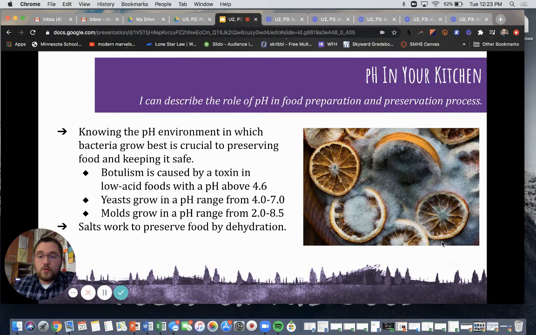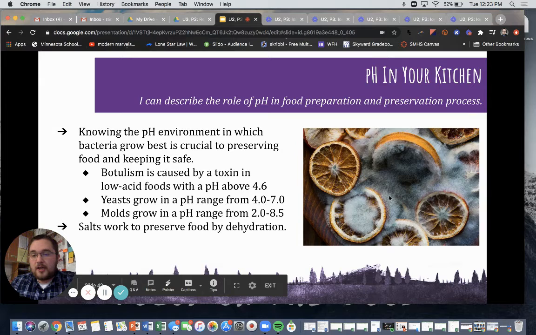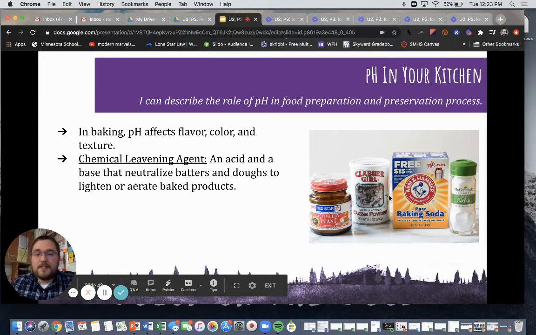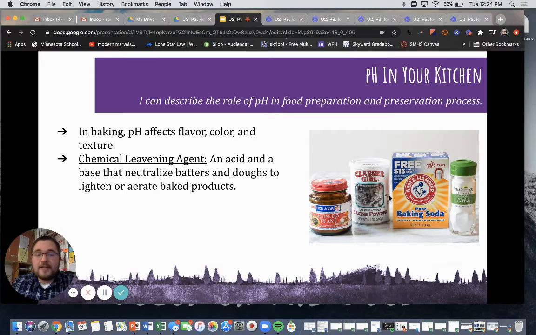But salts, however, work to help preserve food, and that is known through the process of dehydration. And we'll talk about dehydration and salt preservation when we get to our biotechnology unit later on. In baking, pH also affects the flavor, color, and texture of what we eat. A chemical leavening agent is an acid and a base that neutralize batters and doughs to lighten or aerate baked products. So we use chemical leavening agents very often, especially when we're making breads and things like that.